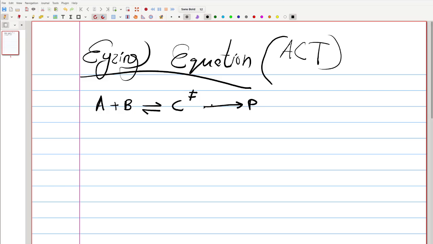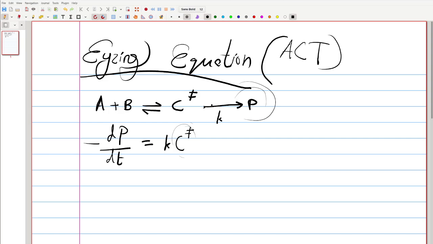So we know from our general understanding of kinetics that the rate, dP over dt, the rate of change of products over time, is equal to, let's just say, a simple k, the rate constant, multiplied by this, right? So we need to get an expression for this one. How are we going to get that one?